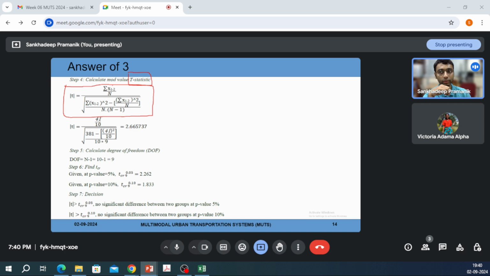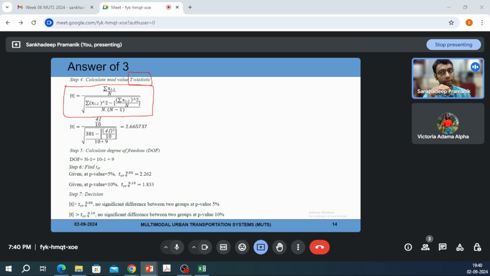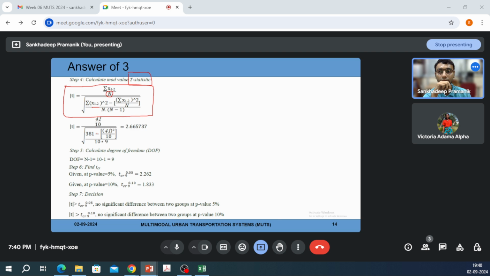Now if we put this value, the summation of x1 minus x2, that is 41, divided by the number of samples, that is 10, then the summation of (x1 minus x2) squared, that is 381, and the summation squared, 41 squared, over 10, and n into n minus 1, that is 10 into 9, it will come as 2.665.